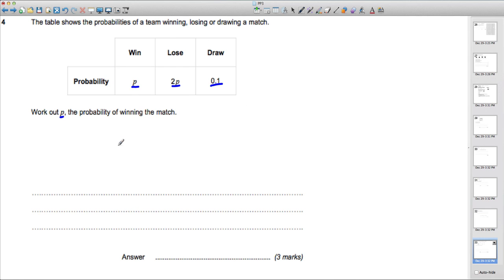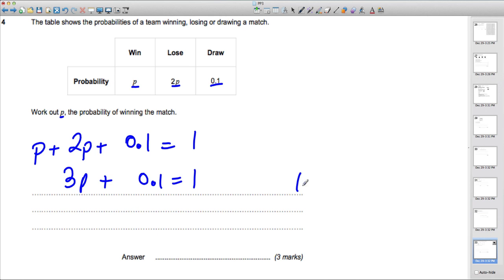Well, you know that probabilities must add to 1, right? So P plus 2P plus 0.1 must add to 1. The probability of all the outcomes must add to 1. So you have 3p plus 0.1 is equal to 1. This is some algebra now. Subtract 0.1. 3p must be 0.9. Divide by 3. P therefore must be equal to 0.3.